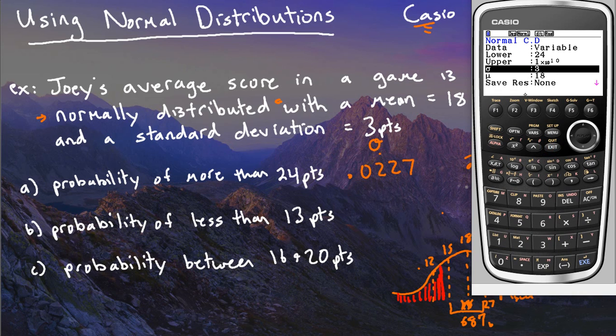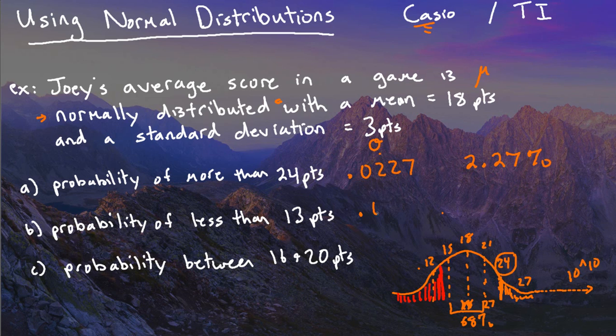So we keep this data the same, but our lower is now going to be negative 10 to the 10th, and you do need that negative right there to indicate that we want negative infinity, and our upper bound is going to be the 13 because we want up to 13 points. Now the probability of that happening is 0.04779, so 0.0478, which is a 4.78% chance that he would score less than 13 points.